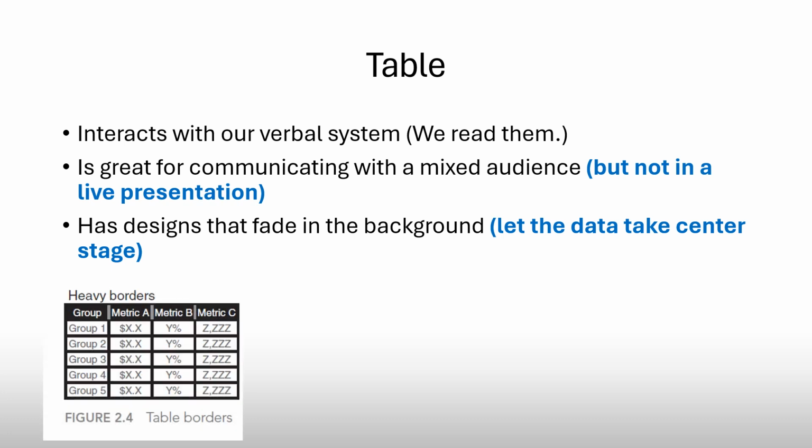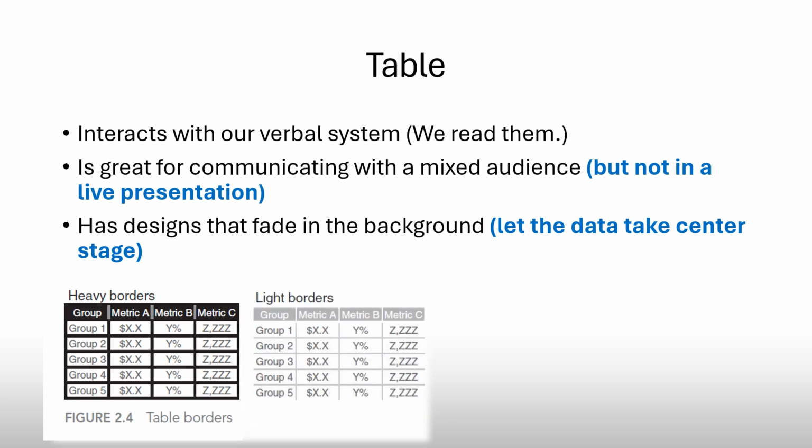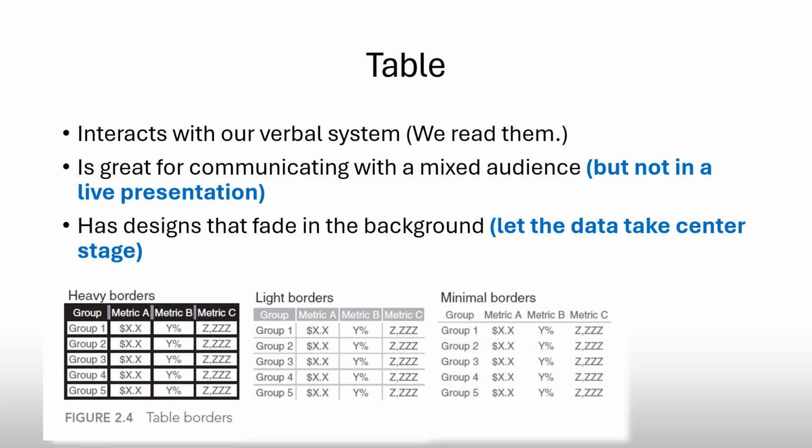Here is an example with heavy borders. The data is not center stage. We have light borders, but we also have light data. Here we have minimal borders. The data very much stands out in this third case.